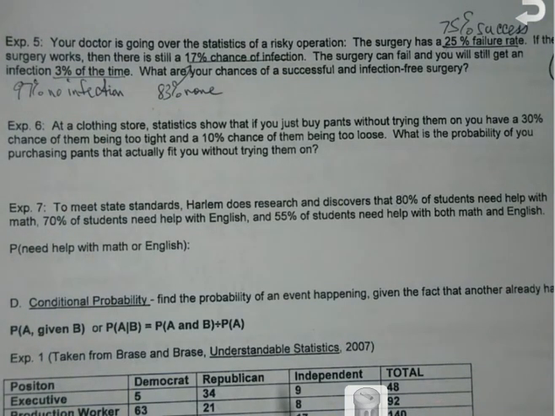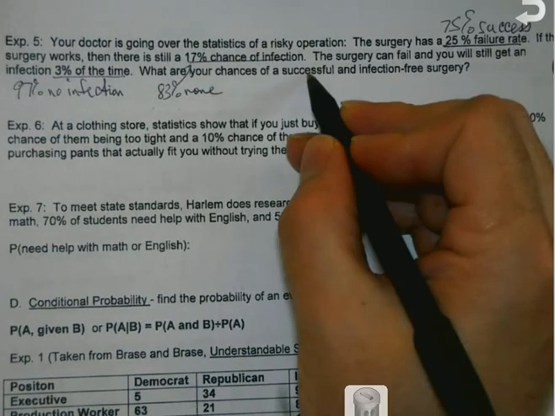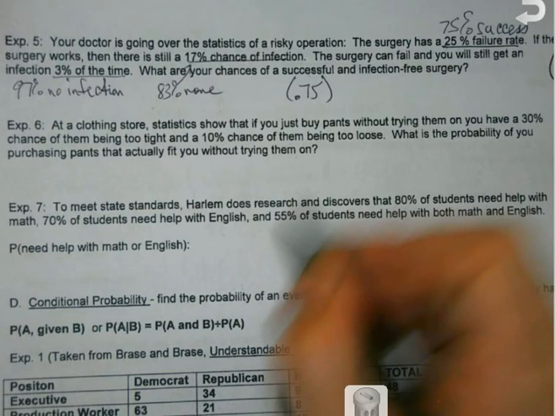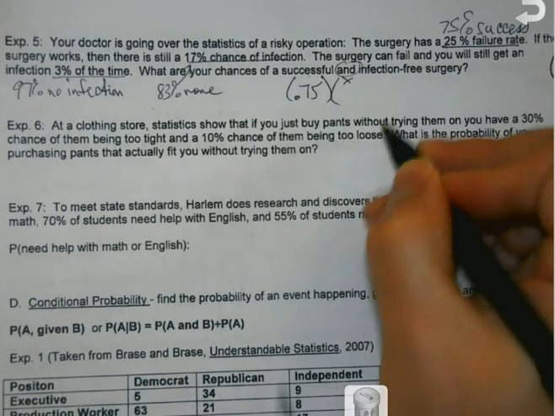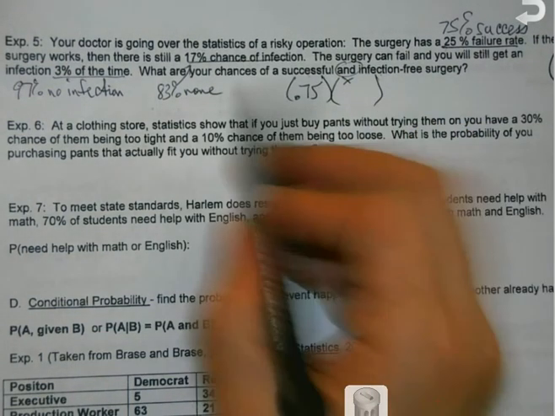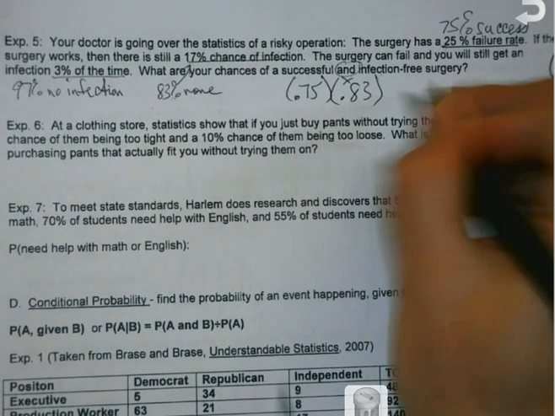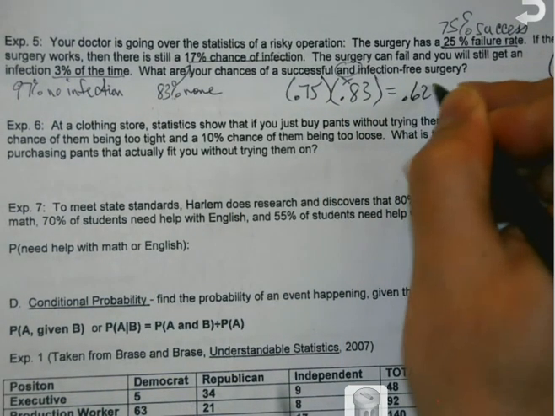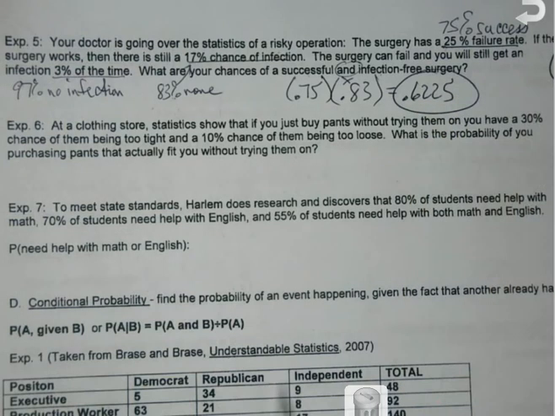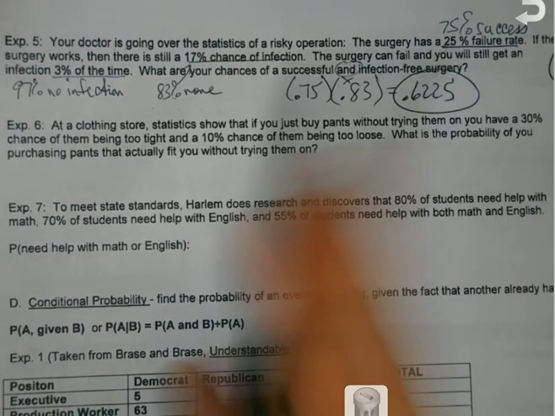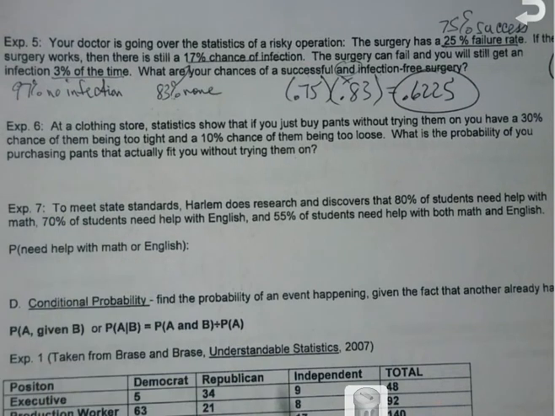What are your chances of a successful surgery and infection-free? 0.75, and I'm multiplying, by 83%, no infection. And again, whether you do that or leave it in its percentage form, I'm good with that too. But notice how I took what information I had and got all of my probabilities situated that way.